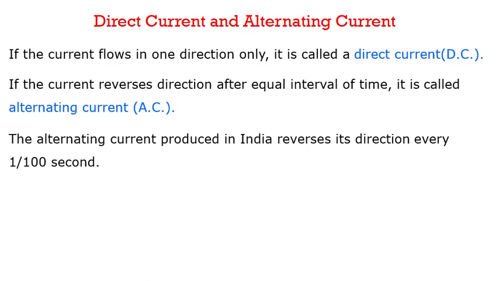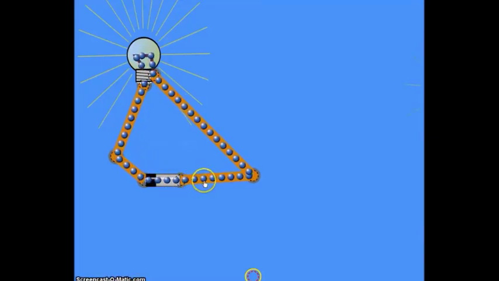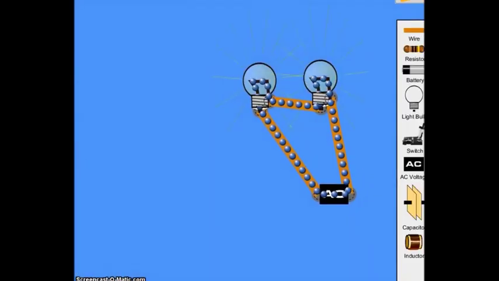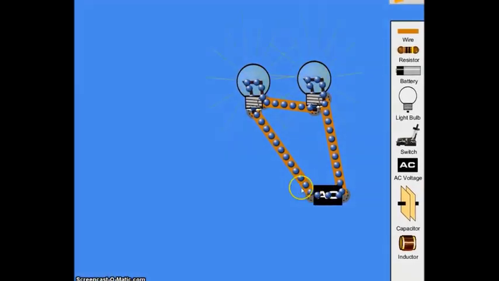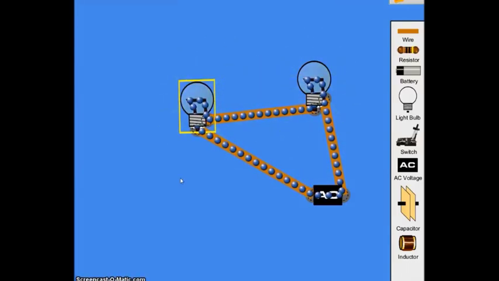Let us again see one animation by which you have a clear idea about direct current and alternating current. Here in this diagram, these small balls are indicating electrons, and you can see that electrons are flowing in one direction, that is direct current. In alternating current, these electrons are moving to and fro, that is, they move in forward direction, and then after a fraction of time they move in backward direction. And you can also see the flash of light, it is not constant, it is switching on and off.